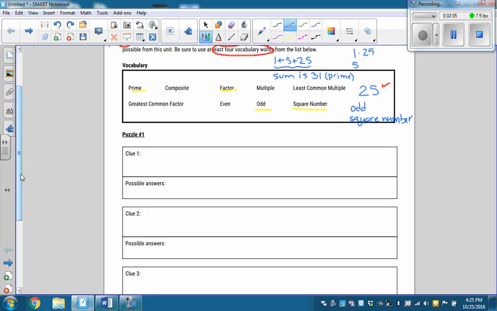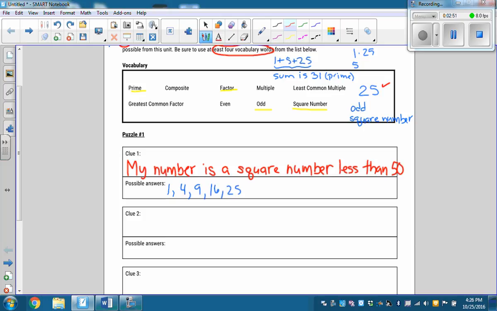The first thing I'm going to say is my number is a square number. And then what it says to do is write the possible answers. And so to make it a little bit simpler, I'm going to say less than 50. So then I'm going to write down the possible answers. So the square numbers less than 50 are 1, 4, 9, 16, 25, 36, 49, and 64. So that's too big. So the possible answers are one of those.